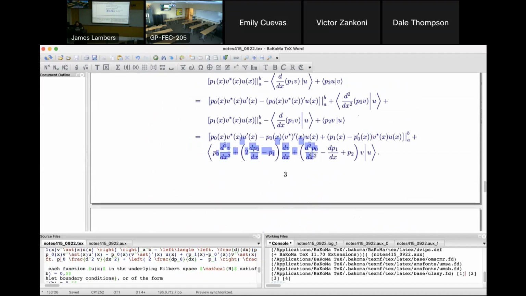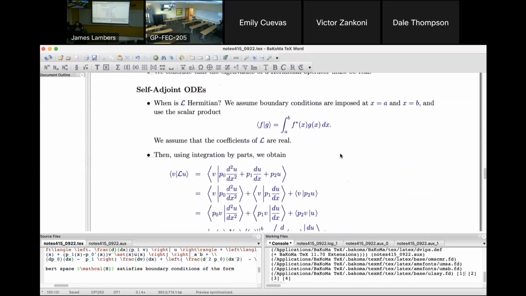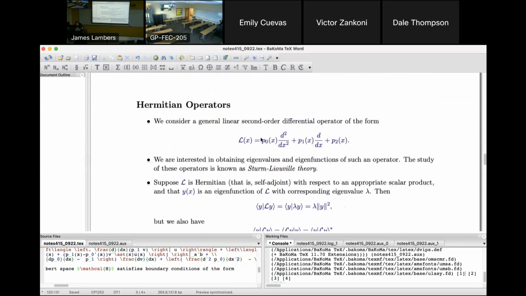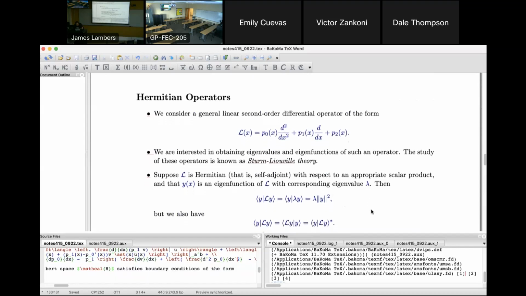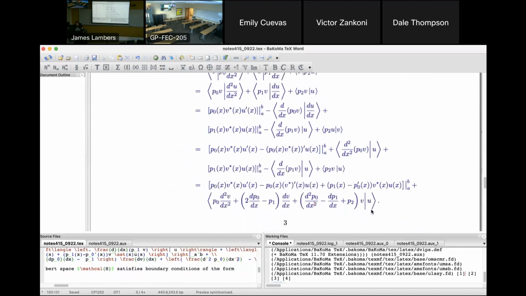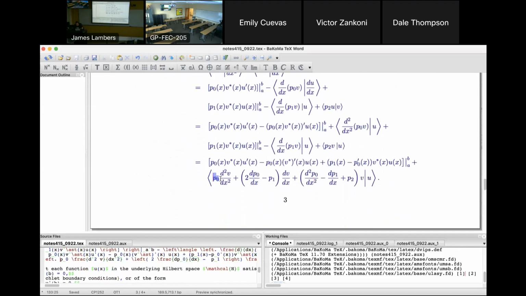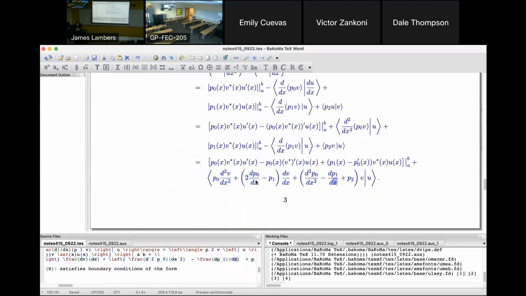Now if I go back up here, just keep in mind the form of the original operator is this. So P0 second derivative plus P1 first derivative, then P2. Notice the coefficient of the second derivative does not change. It was P0 originally. Here in the adjoint, it's still P0. Now, if P0 prime is equal to P1, then I'll have 2P1 minus P1, and this becomes P1. So then that coefficient doesn't change either.